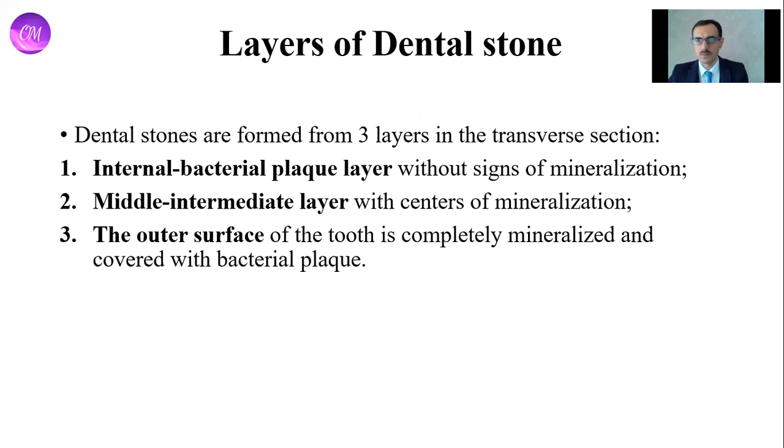Now we discuss the morphology of the dental stone. The dental stone is formed from three layers in the transverse sections. First, the internal bacterial plaque layer without any signs of mineralization. Second, the middle intermediate layer with centers of mineralization. And third, the outer surface of the tooth is completely mineralized and covered with bacterial plaque.